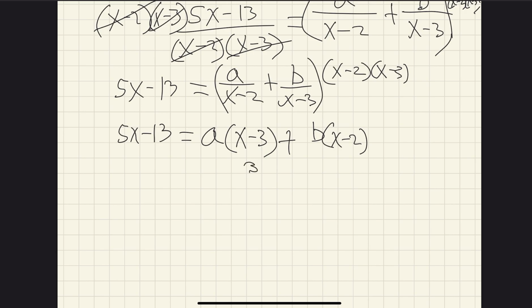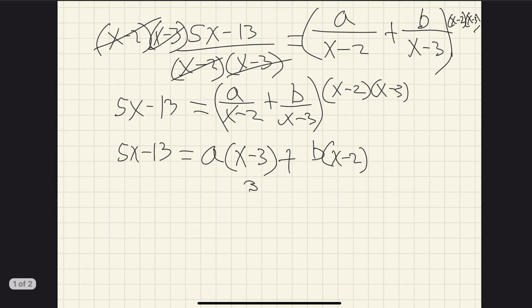Here we could plug in 3 for x, and that would make this A times x, which we're going to plug in 3 minus 3. That is going to cancel A out because it's going to be A times 0, and we're going to get 0. For B, we could do the same by plugging in 2 for x. So I'm going to go with plugging in 3 for x.